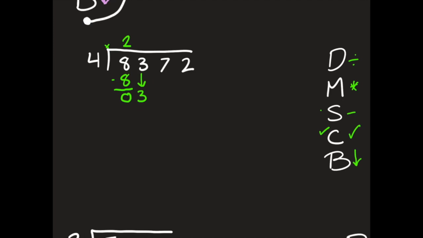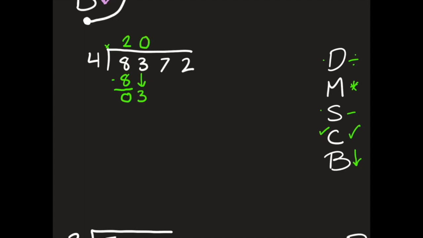So now I'm going to ask myself, how many groups of 4 can fit into 3? Well, can 4 go into 3 evenly? My answer is going to be no. That's going to be 0. How many groups? 0. So I'm going to take my 0. That's my answer, and I'm going to put it up in the top.